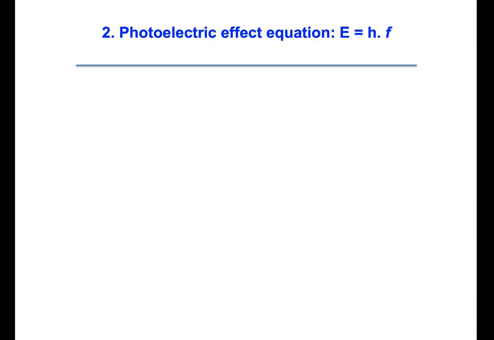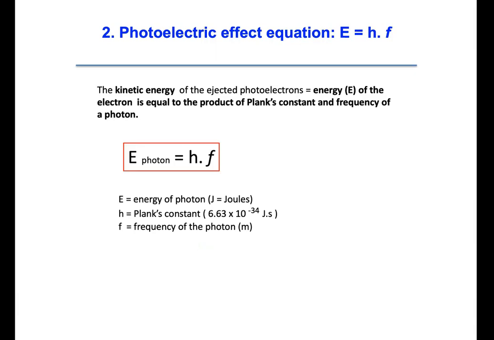Second part of the notes, we are going to talk about the equation where we connect E, the energy of a photoelectron, multiplied by h, Planck's constant, times the frequency. There is a connection. The kinetic energy of the ejected photoelectrons is equal to the energy of the electron and is equal to the product of Planck's constant and the frequency of the photon.